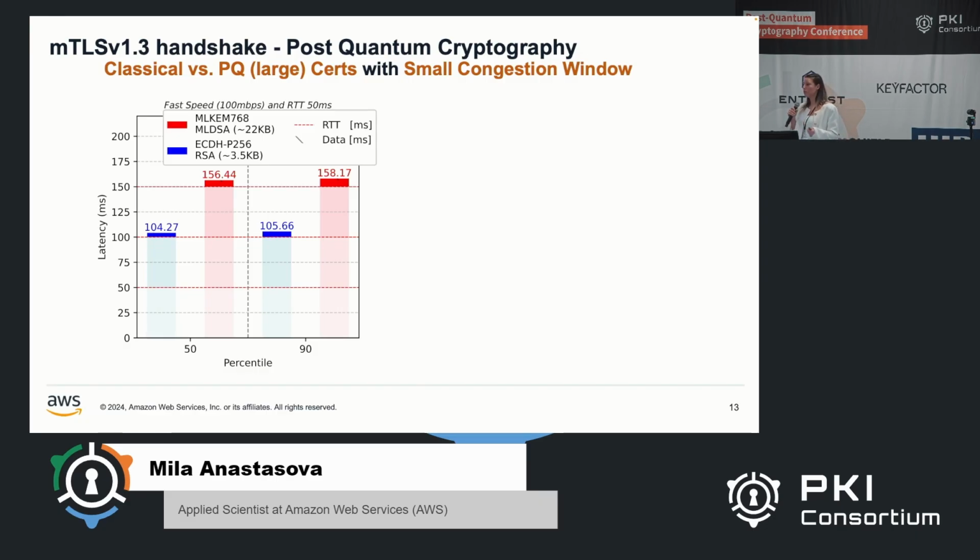In this slide, we're going to see the performance considering small congestion windows. As we discussed, post-quantum certificates are going to exceed small congestion window sizes. Therefore, they're going to introduce an additional round trip. We can see that, in particular, post-quantum mTLS is going to introduce around 52 milliseconds of performance overhead, which is around 50% of performance drop.